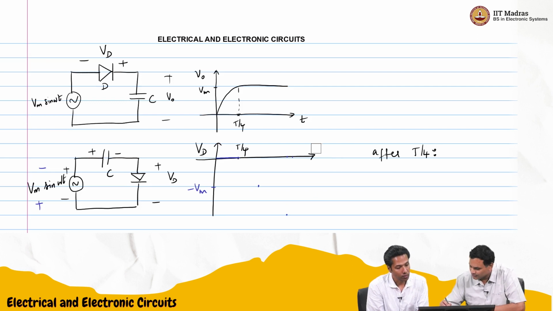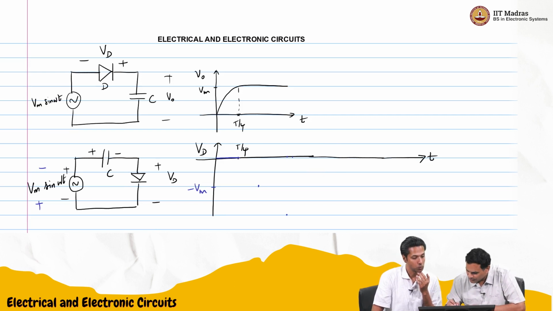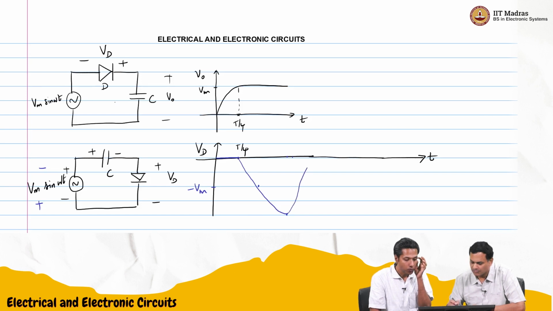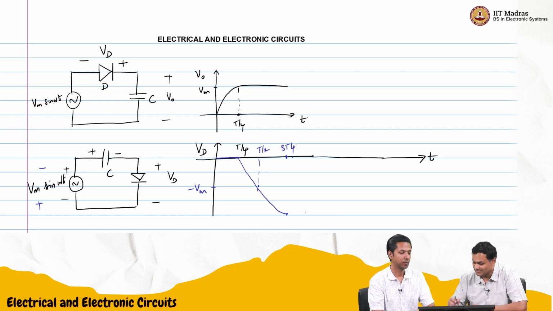So what I'll do, I'll remove all of this. I'll create some space here. T by 4, good. And then I'll just mark this T by 2, 3T by 4. At T, VS again goes to 0. At that time it has to go to VM, correct?